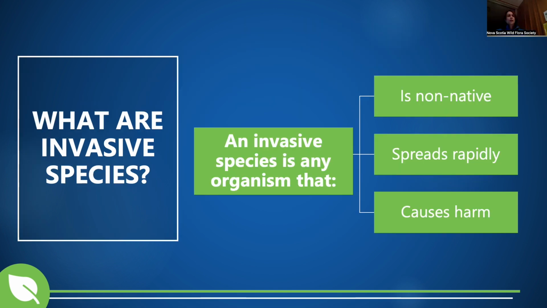And so the first thing I want to do is define what I'm talking about when I'm referring to invasive species. An invasive species is any organism that is non-native to the area, typically has some way to spread rapidly in the environment, and causes harm. So it has to have that negative aspect associated with it. Just because a species is not native does not automatically make it invasive. It either has to negatively impact ecosystems, human health, economies, and so on.